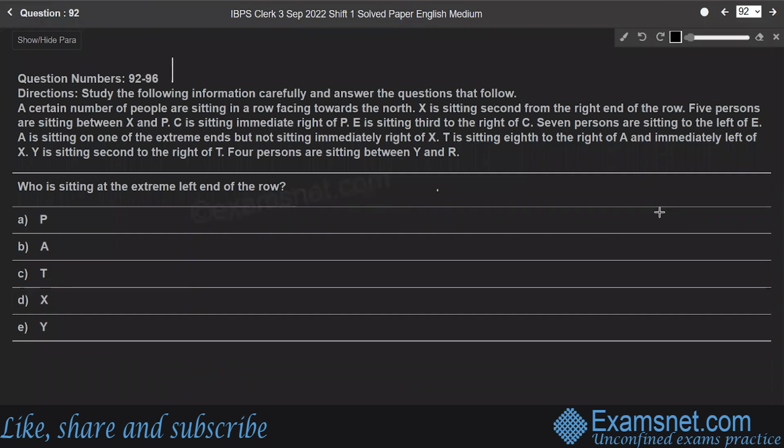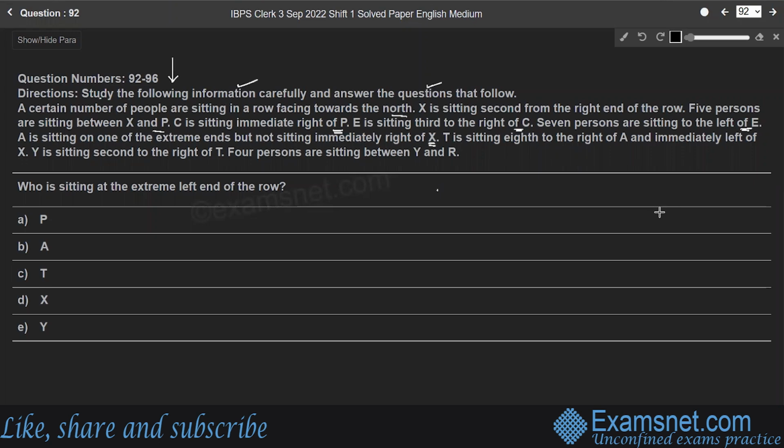Questions from 92 to 96 are based on the below information. Study the following information carefully and answer the questions that follow. A certain number of persons are sitting in a row facing towards the north. X is sitting second from the right end of the row. 5 persons are sitting between X and P. C is sitting immediate right of P and E is sitting third to the right of C. 7 persons are sitting to the left of E and A is on one of the extreme ends but not sitting immediately right of X.